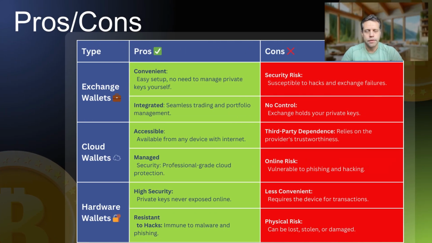So what are the pros and cons of different types of wallets? And again, this is generalized. Different exchanges, different cloud applications, different hardware wallets will have some of their own nuances, but this is just at the very, very high level. So exchange wallets: very convenient, easy to set up, no need to manage private keys. The exchange usually takes care of all of that for you, and it's integrated with all of the buy and sell orders and portfolio management. So there's no issue. You don't even know that the wallet exists.